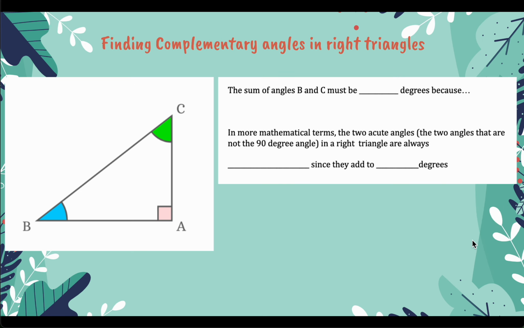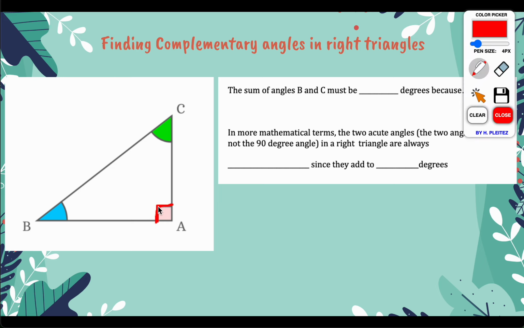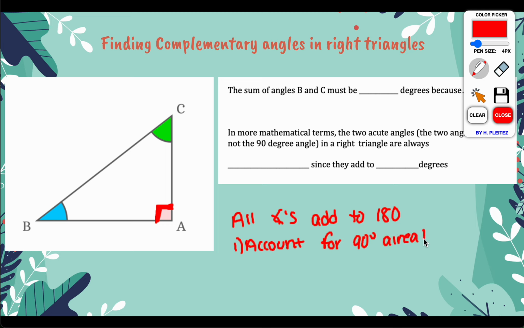So finding some complementary angles in right triangles. In any right triangle that you have, you know that you always have one 90-degree angle. Now, what we're going to be doing is making some conclusions about the other two angles. So one, we know from prior knowledge that all angles in a triangle add to 180. So what that means is, in any right triangle, I already account for 90 degrees, no matter what right triangle you draw me. Which, if we didn't, then it wouldn't be a right triangle.